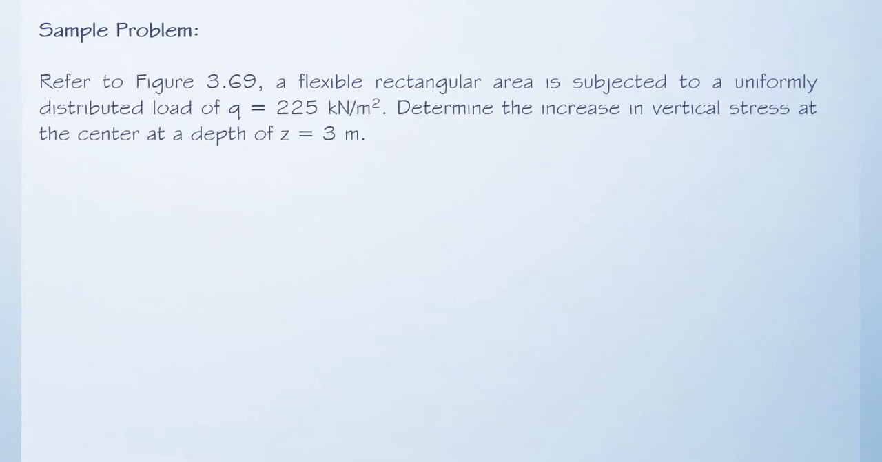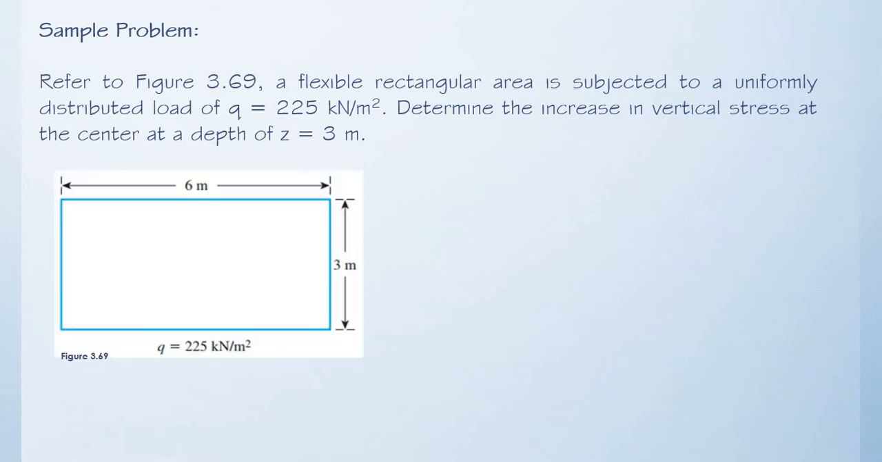Let's consider a sample problem. Refer to Figure 3.69. A flexible rectangular area is subjected to a uniformly distributed load, q is 225 kPa. Determine the increase in the vertical stress at the center at a depth z equal to 3 meters. In the figure, you do not see the point, but it is automatic that what we are considering is the center of this rectangular loaded area.